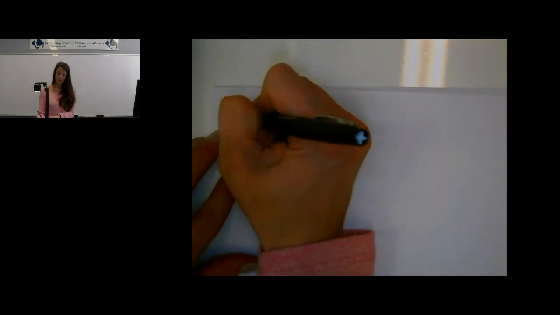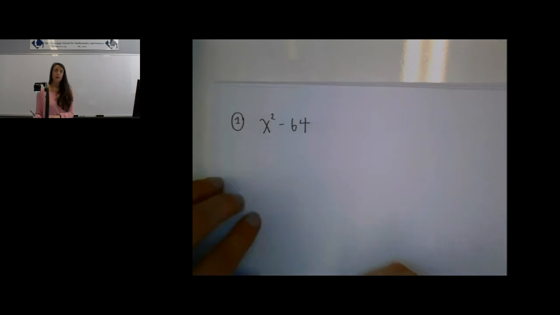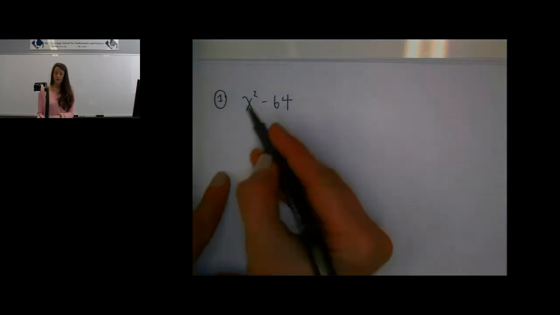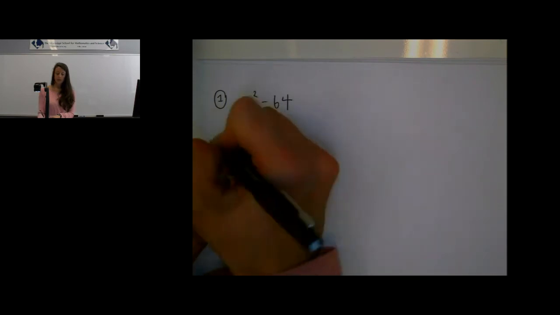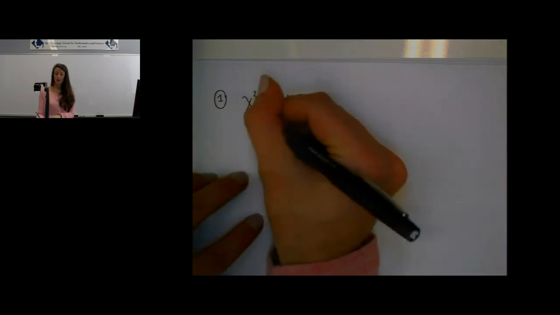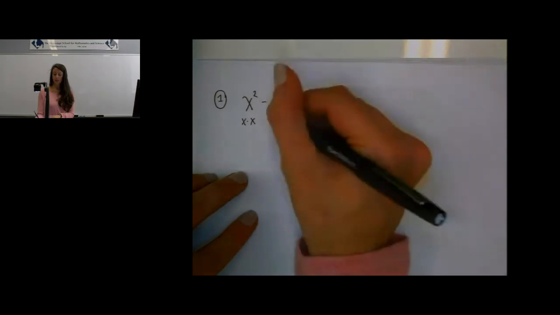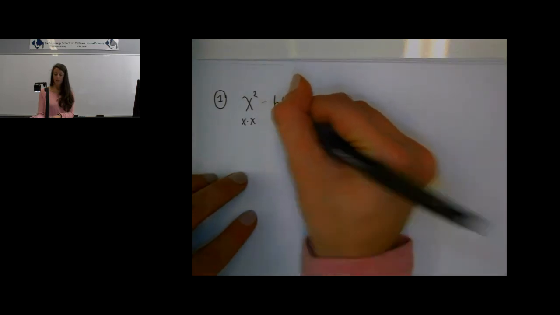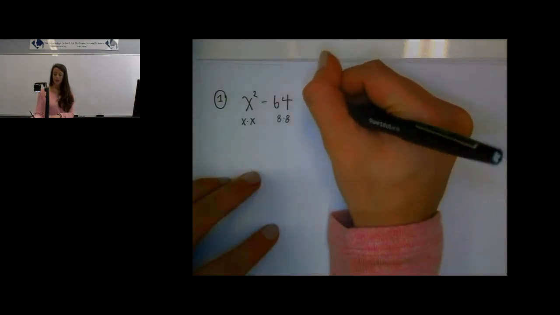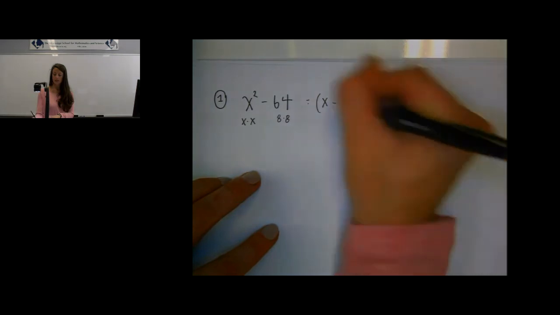All right, so let's factor. x squared minus 64. Is the first term a perfect square? Basically what I'm saying is, what multiplies together to give me x squared? That is an x and an x. What multiplies together to give me 64? That is an 8 and an 8, right? Is there a minus sign in between them? Yes. So this can factor to x minus 8 times x plus 8.